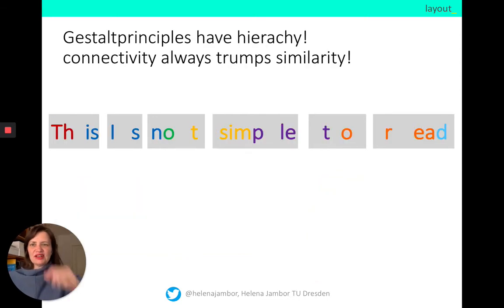The next Gestalt, so it's also important that Gestalt principles have a hierarchy. So connectivity always trumps similarity. So now we created similarity in the letters. So E, S, L, S, N are all of the same color. However, the connectivity is around the true words, which your brain sees way before it sees the color. So now, even though the letters do not have a similar color, we still see them as belonging together because of the Gestalt principle of connectivity.